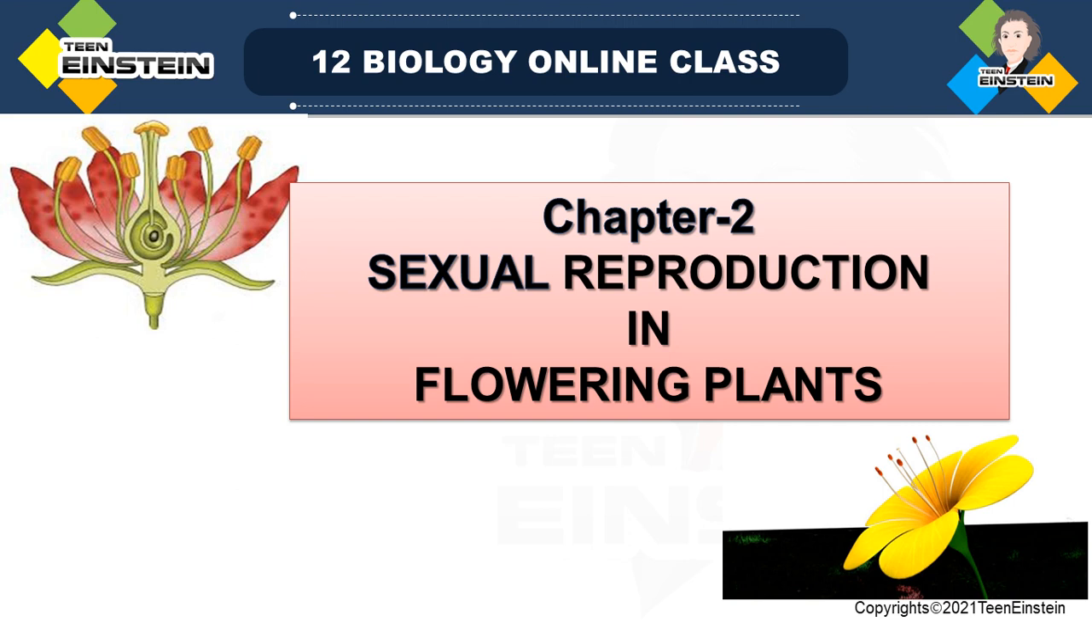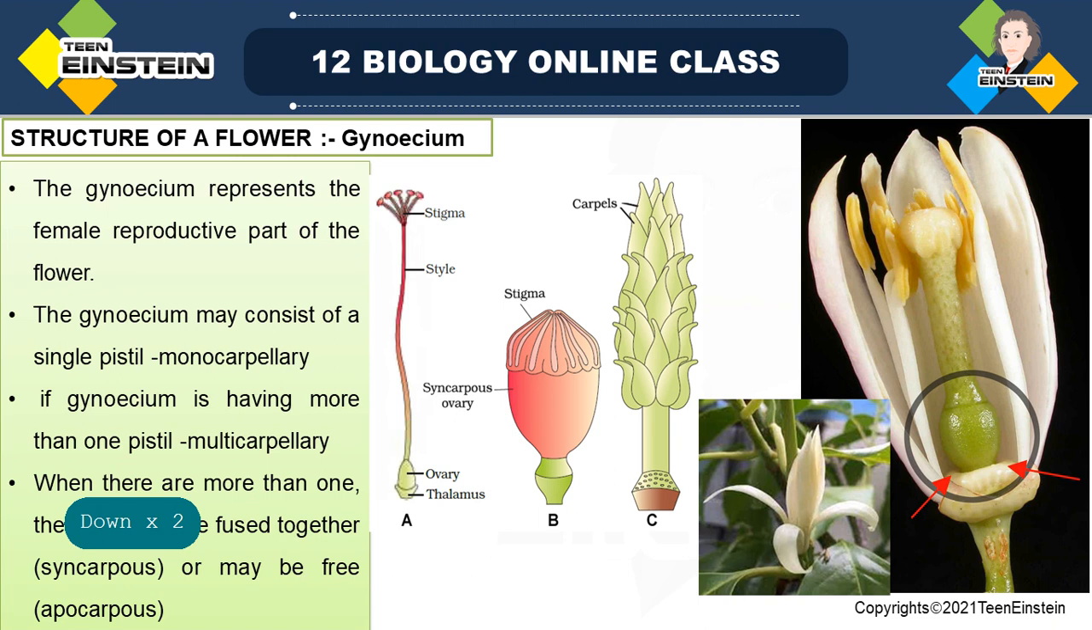Now the androecium part got over. The male reproductive part, androecium part, got over. Next, the male gamete part is over. We have learned about the pollen grain. So next is the female part, the gynoecium. Okay. Next we are going to learn about the female part, the gynoecium.